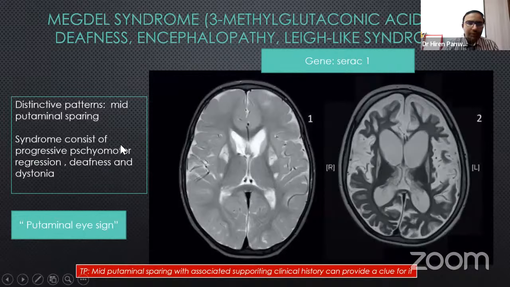These patients present with progressive psychomotor regression, deafness and dystonia. In an acute case, you will see this kind of mid-putamen sparing, and that will be a pathognomonic hallmark for this condition. But when you see this patient later, in a later age group, you can see significant atrophy of the brain with involvement of the mid part of the putamen which was spared initially. So it is not necessary that when you see homogeneous hyperintensity later, you can exclude it. But if you see it in the initial phase, you will see this pattern, which is called the putaminal eye sign.